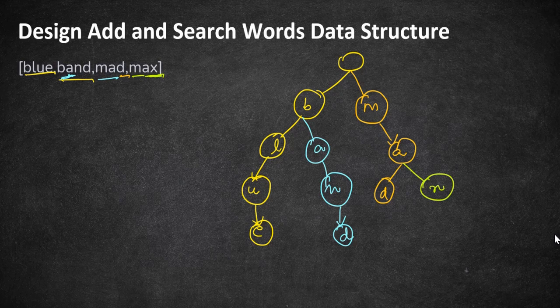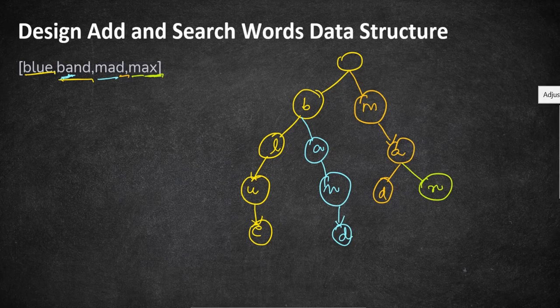Now, how will it be useful for us to search a word? Consider we are going to search for the word mad. Our algorithm is going to look at its first character, which is M. It is going to look for the first character in the immediate children of the root. It is present. The second character is A. We are going to look in the immediate children of M whether A is present or not. Yes, A is present. And the next character is D.